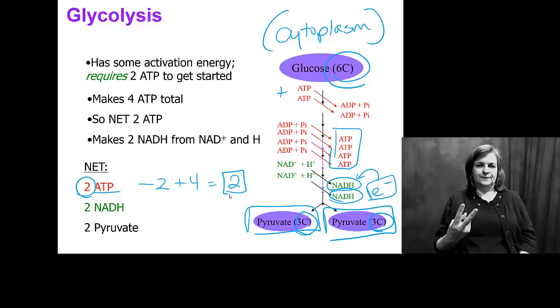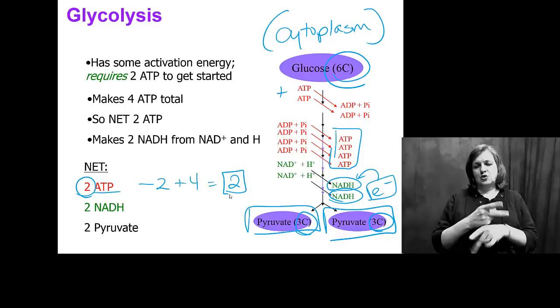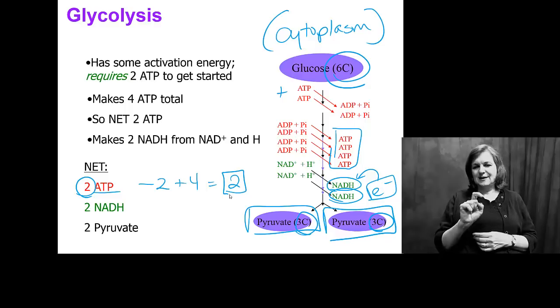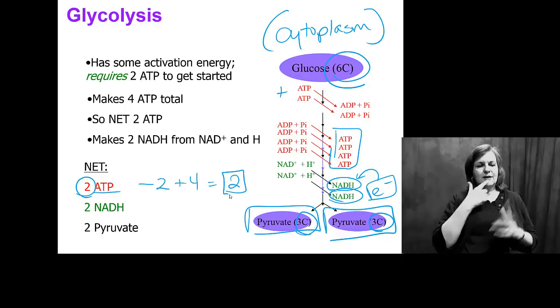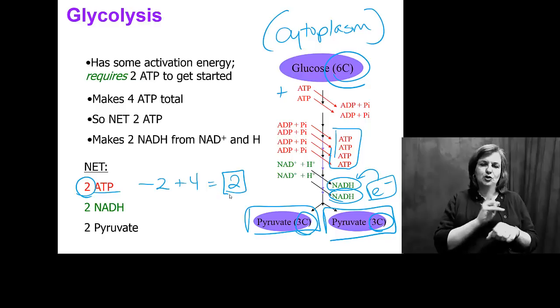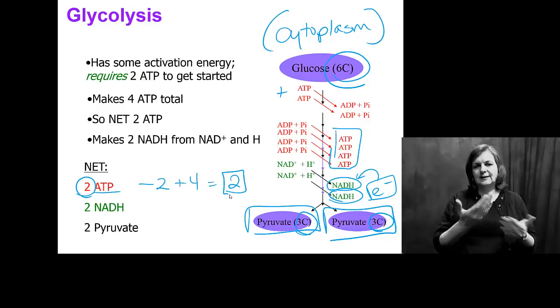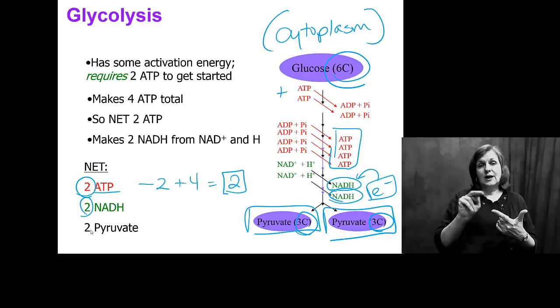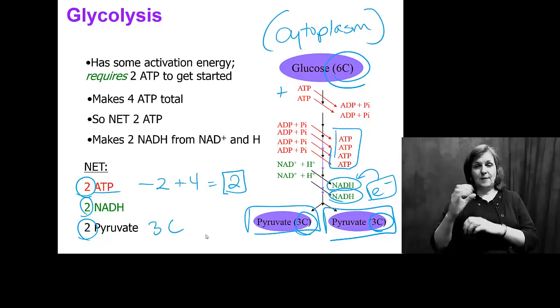As you might imagine, this ATP production essentially continues to fuel glycolysis. It's unlikely those ATP are going to go anywhere else. They're going to stay right here and continue to fuel glycolysis over and over and over again. So our products: 2 ATP, 2 NADH, and 2 pyruvate, which are 3 carbon molecules. Okay?